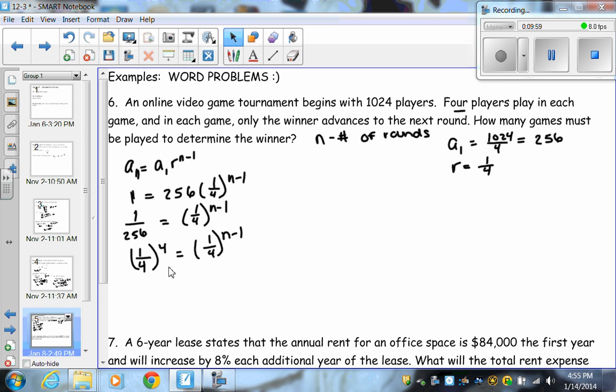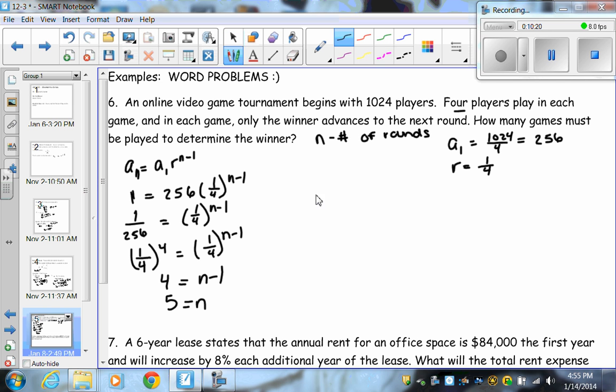Well, once you have the common base, all you got to do is look at the exponents. So now we have 4 has to equal n minus 1. So I'm going to add 1 back over. That gives me 5 equals n. So there has to be a total of 5 rounds for there to be a winner. But that doesn't tell me how many games they have to play. So now I need to find the sum of 5 rounds.